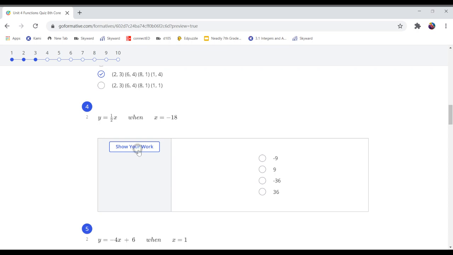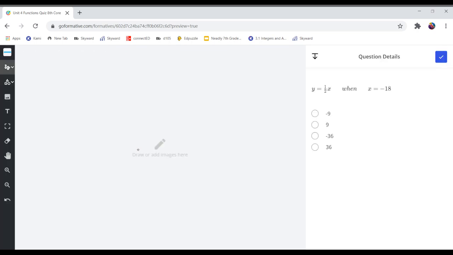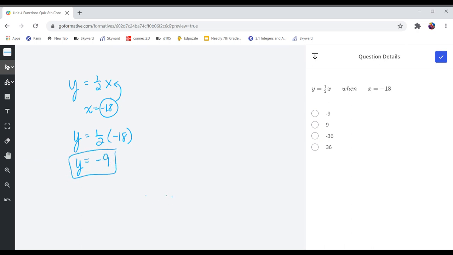For number 4, y equals 1/2 x when x equals negative 18. So y equals 1/2 x. We know x equals negative 18. I'm going to take this negative 18 and plug it in for my x value. Y equals 1/2 times the quantity negative 18. Half of negative 18 is negative 9. So y equals negative 9.